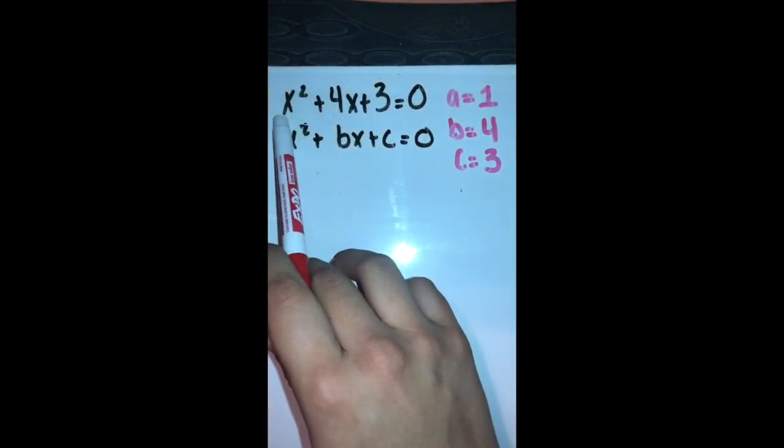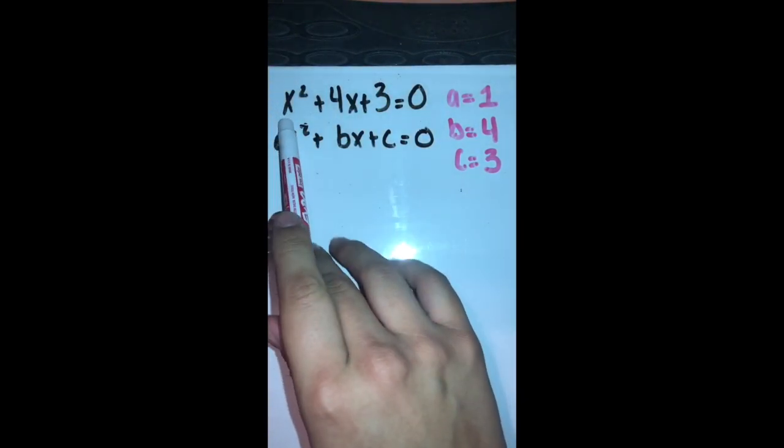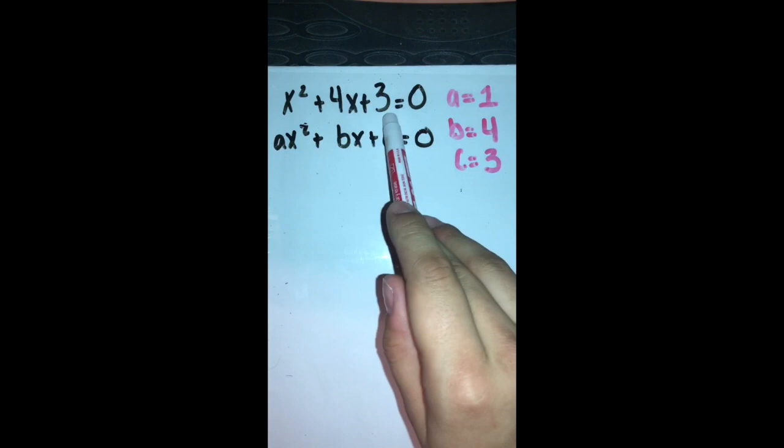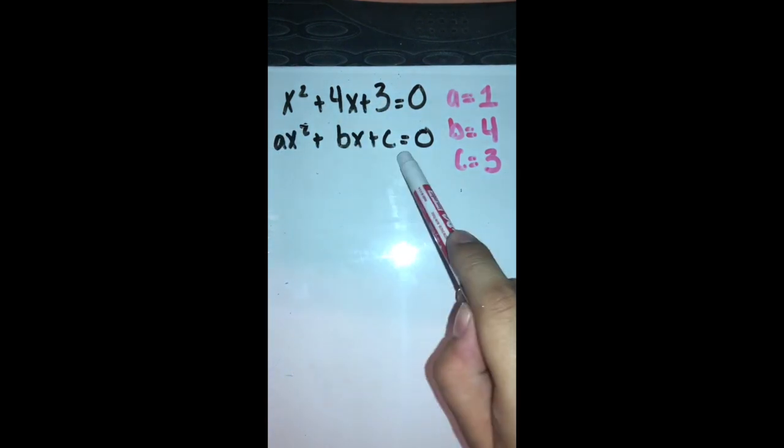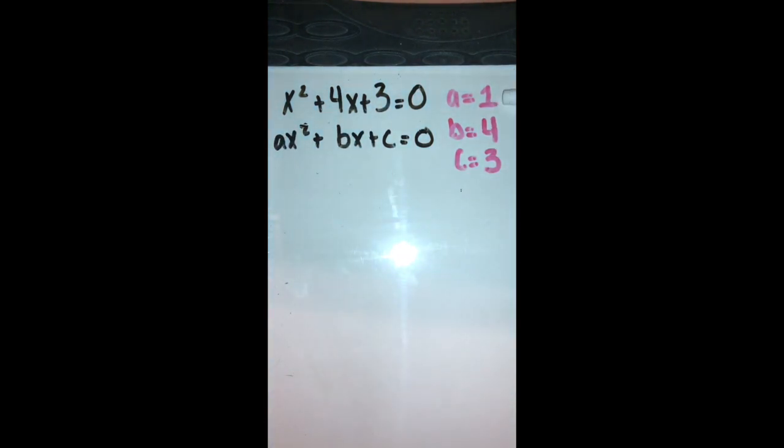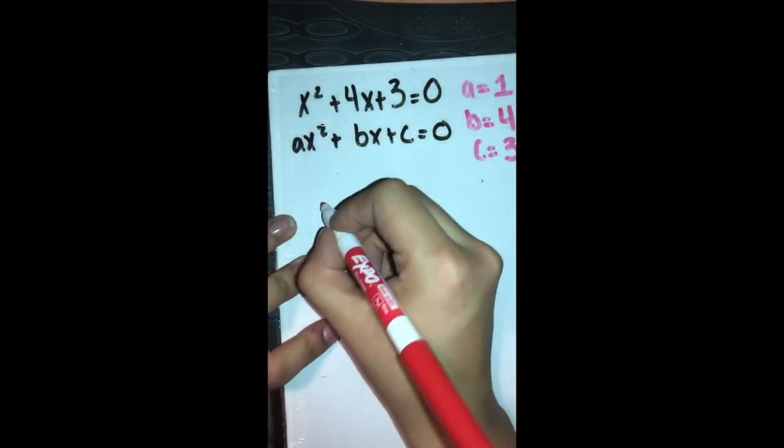So the equation we're going to be using today for our example is x squared plus 4x plus 3. This is your quadratic formula. So you're going to put a equals 1, b equals 4, c equals 3. So now we're going to set up the quadratic formula.